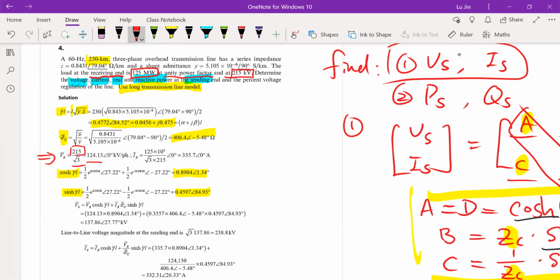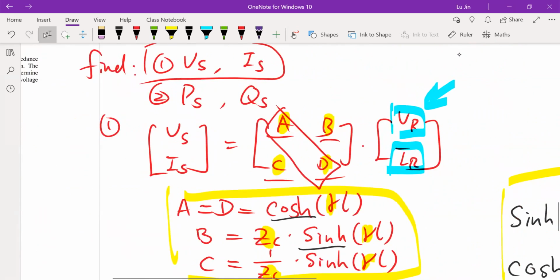The result is given like this. 124.13 kilovolts. But why is the angle 0 degrees? Same as what we discussed before, we always use the receiving end voltage as the reference. So the angle is of course 0 for reference. After this calculation, you got the VR vector at the receiving side is 124.13 with 0 degrees. So VR is confirmed, which is 124.13 with 0 degrees kilovolts. Okay, so this is the VR vector.